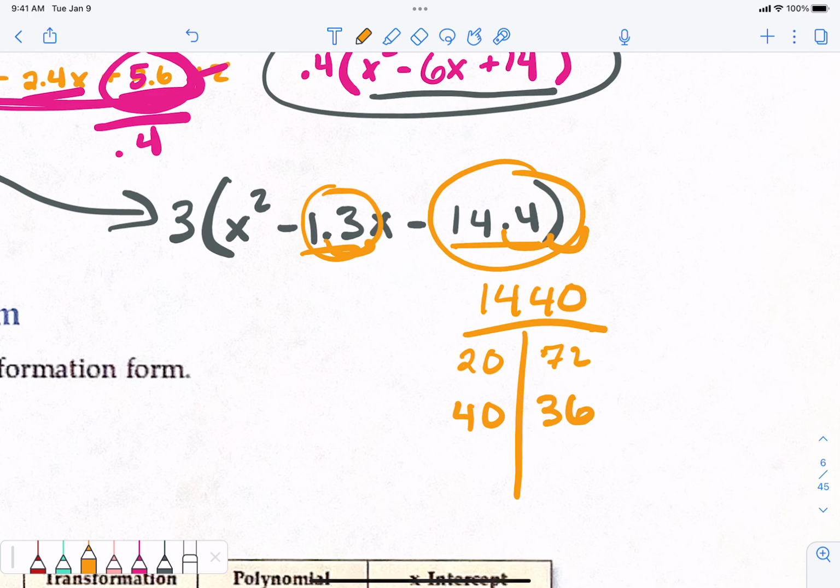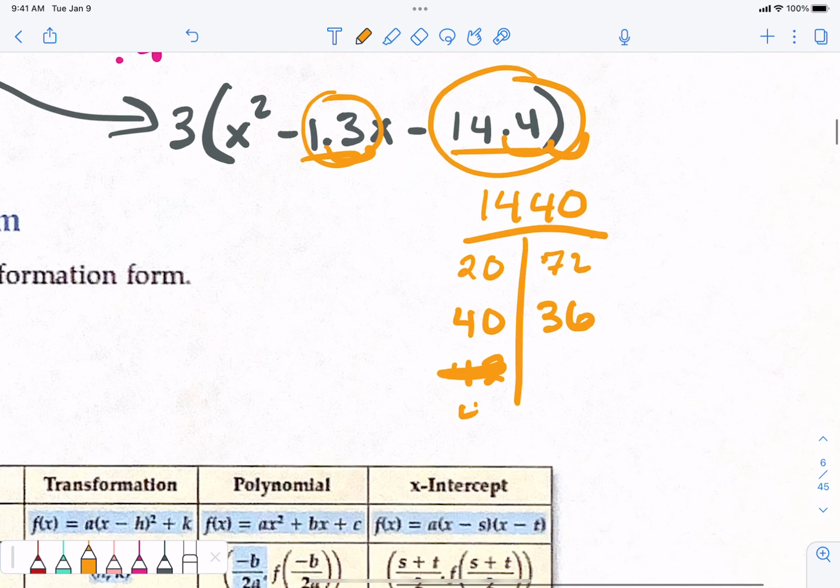Let's go 42. Is it a decimal? Yeah. 44. Decimal. 45 and 32. That's the one. We got it. So it's actually 4.5 and 3.2.